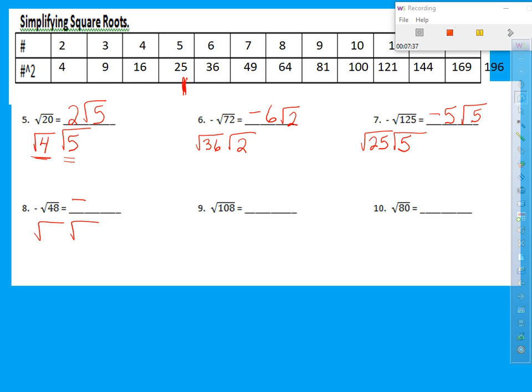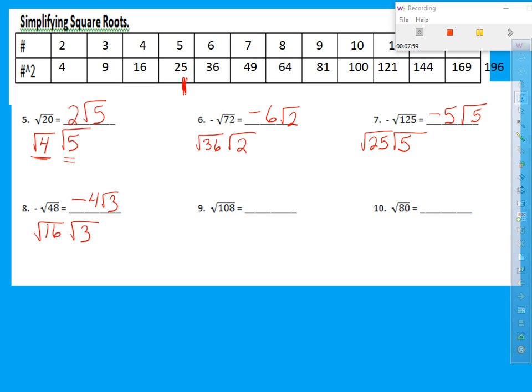I'm going to ask myself, 48 divided by 25. If I type that in my calculator, decimal. 48 divided by 16. That works nice. So I'm going to think of this as 16 times 3. So I've got the square root of 16 times the square root of 3. The square root of 16 is 4. The square root of 3 is the square root of 3. So there it is, reduced.